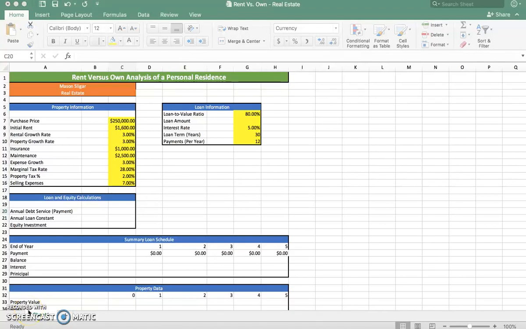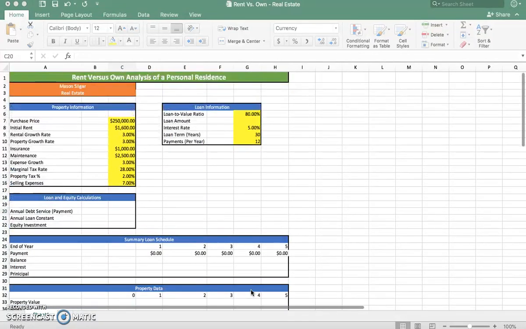My name is Mason Sliger, and today I'll be walking you through a rent versus own analysis of a personal residence. Alright, so here, highlighted in yellow, we have our actual project assumptions broken up into two different tables, the property information and the loan information. So these are going to be the numbers that we're pulling to create the entire rest of the spreadsheet here.